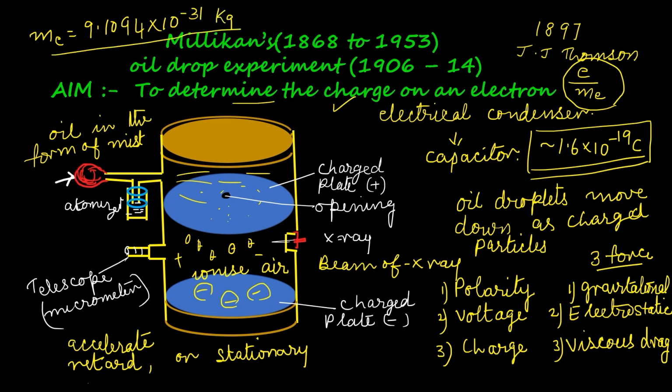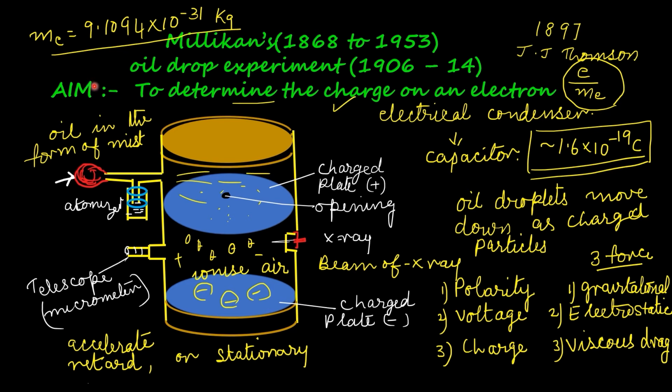This is a very small value. 10 raised to minus 31 means 1 by 10 followed by 30 zeros. You have to divide 9.1094 by 10 followed by 30 zeros. So this value will become very small. That is why the mass of an electron is considered as negligible.